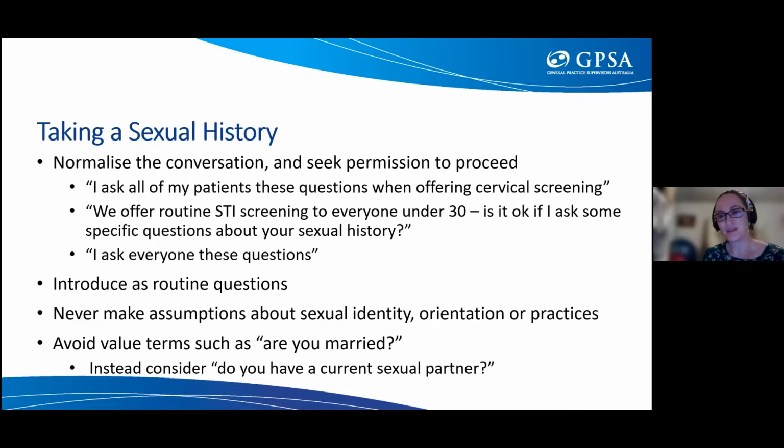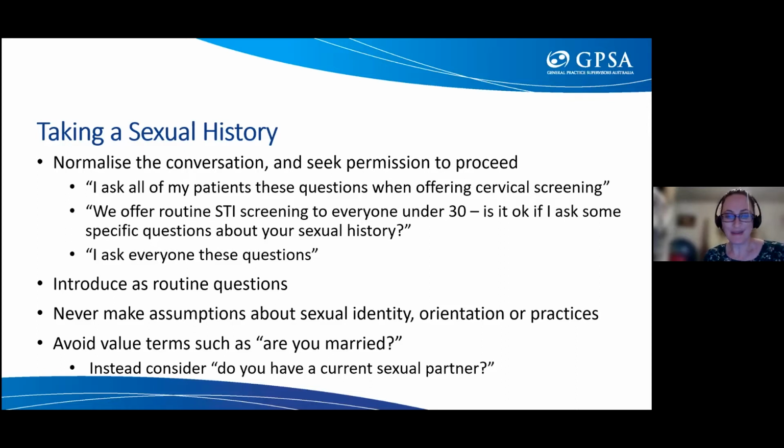Sometimes if you're asking a male if they've ever had sex with another male, that can be confronting. So really normalising it and framing it as something that you routinely ask all of your patients, so that the patient isn't feeling like they're being singled out for this line of questioning. So introducing it as routine questioning is really important.